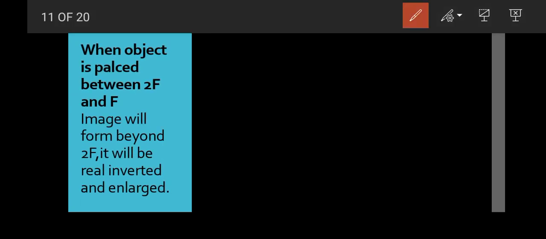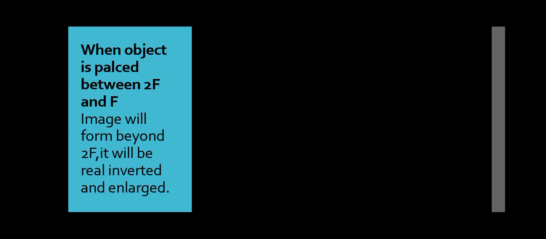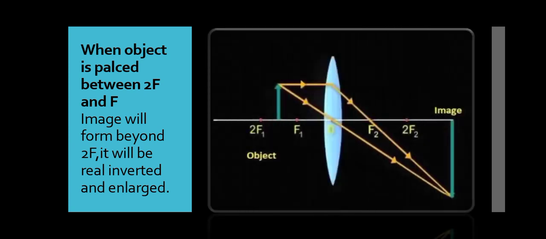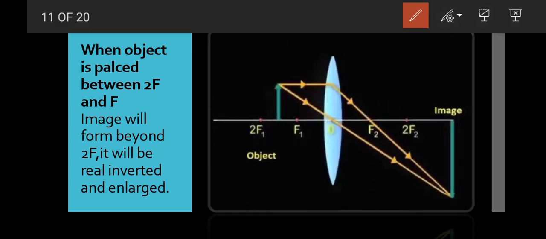Let's discuss the third case. Third case is when object is placed between 2f and f. What will happen if we take the object closer to the lens, that is between 2f and f? Here is the case. We are taking the object towards the lens at different locations. Now we have taken the object to a point which is present between 2f and f. So what will happen? You have to draw the first ray parallel to the principal axis. After refraction, it is passing from the principal focus and you have to extend it.